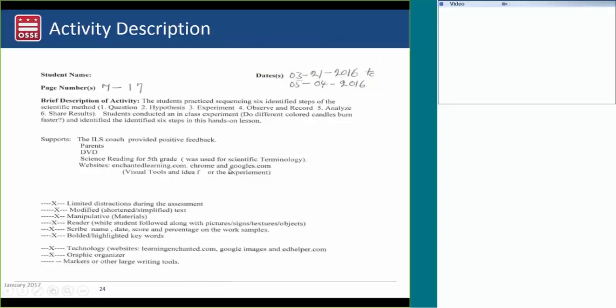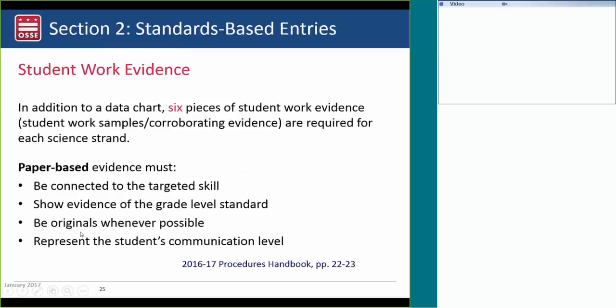If the student has a scribe, it will be indicated here in the activity description that the student had a scribe. The teacher can also write on the piece of student work evidence that the student had a scribe to write the answers. Say you've got a student who is verbal, but who has significant motor challenges and does not write. The student could dictate a response to a peer or to an adult helper.